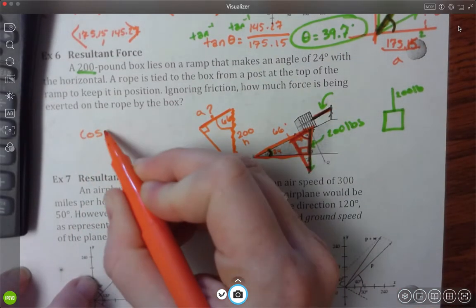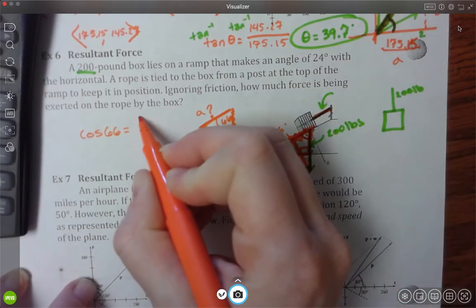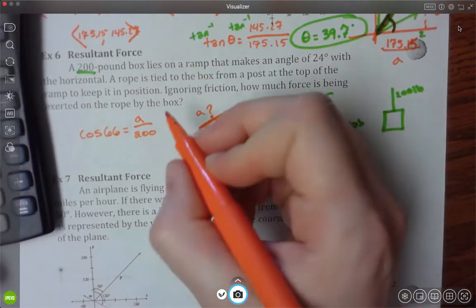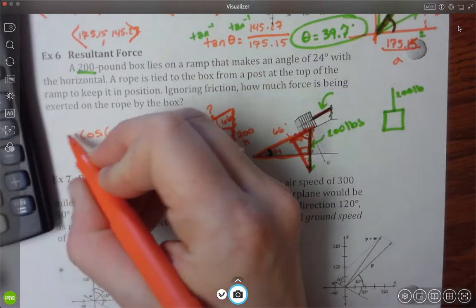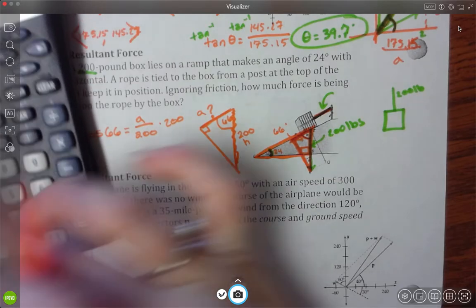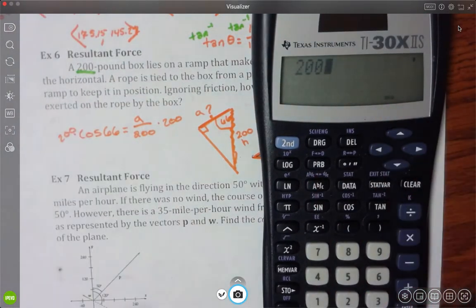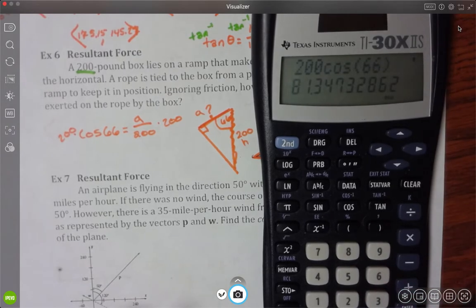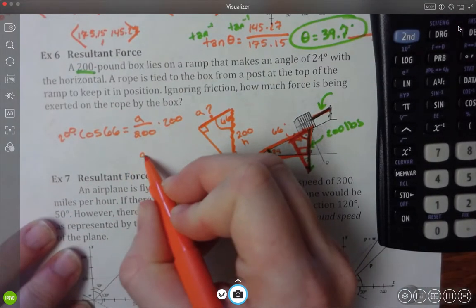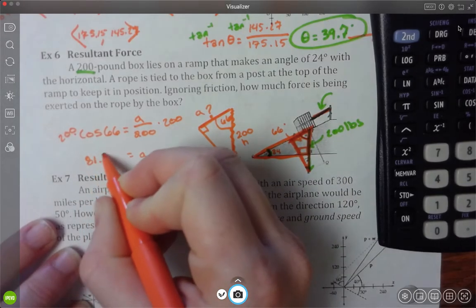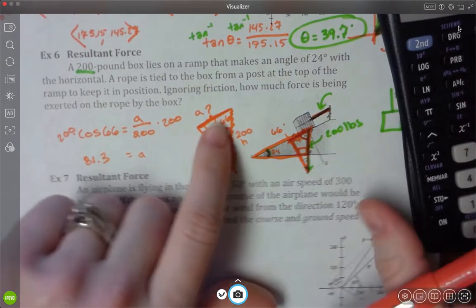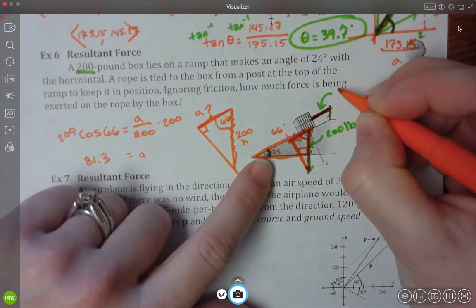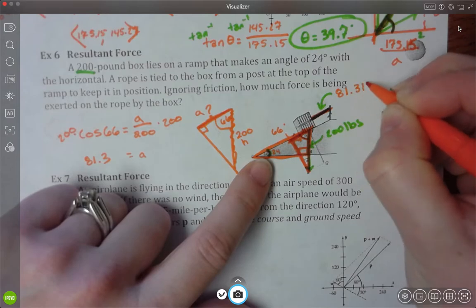And we have cosine of 66 is adjacent, which we don't know, over the hypotenuse, which is 200. Okay, and then I would multiply the 200 over. So I have 200 cosine of 66, and that is 81.3. So 81.3, that's this direction, which we said was the same amount of force as this guy is pulling. So 81.3 pounds of force.